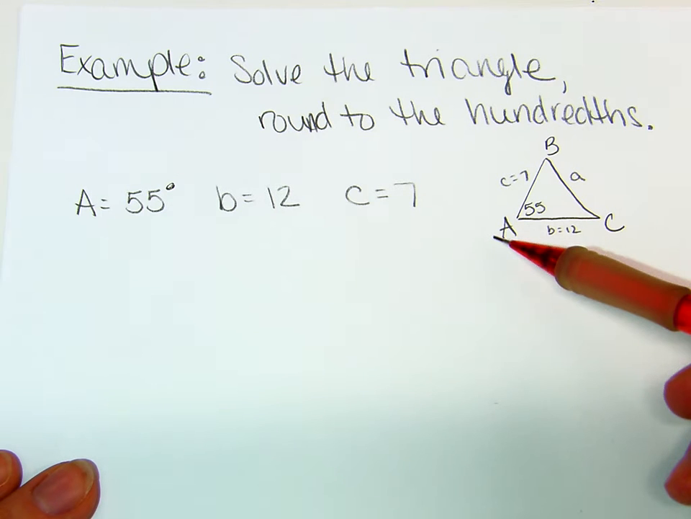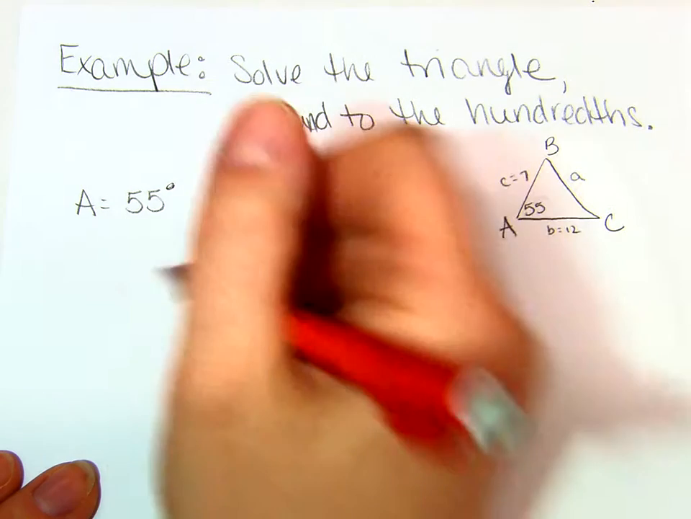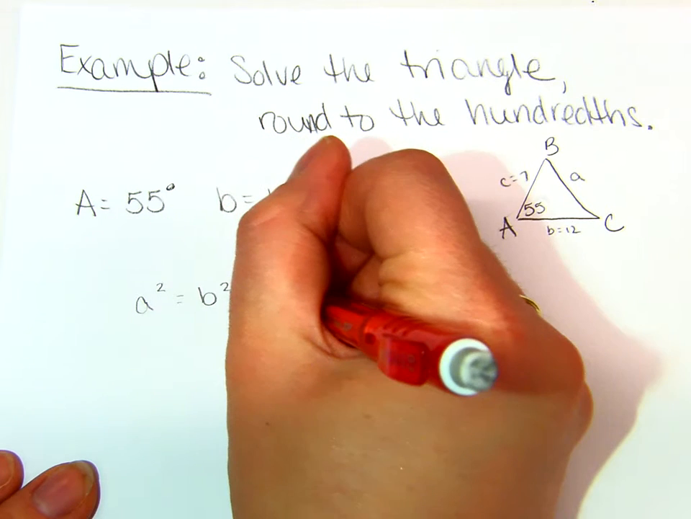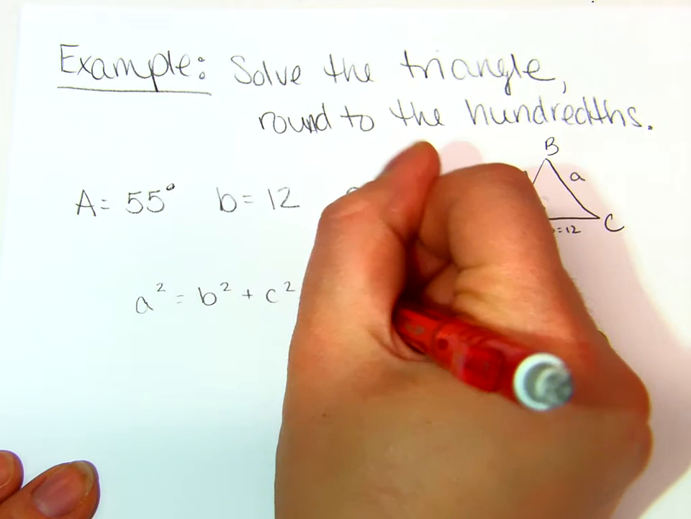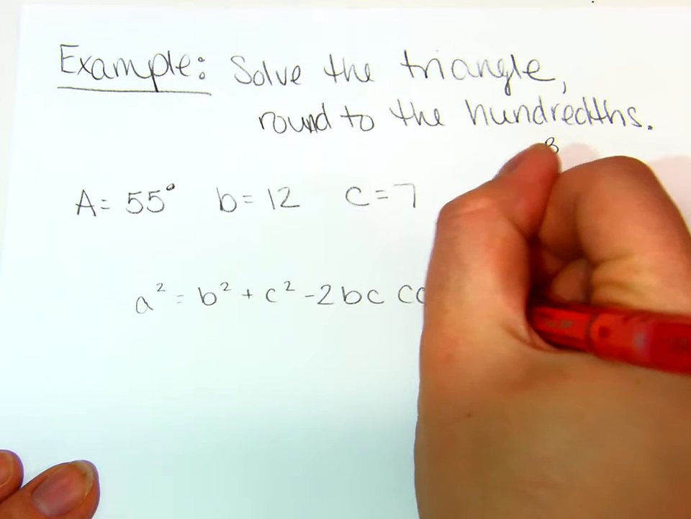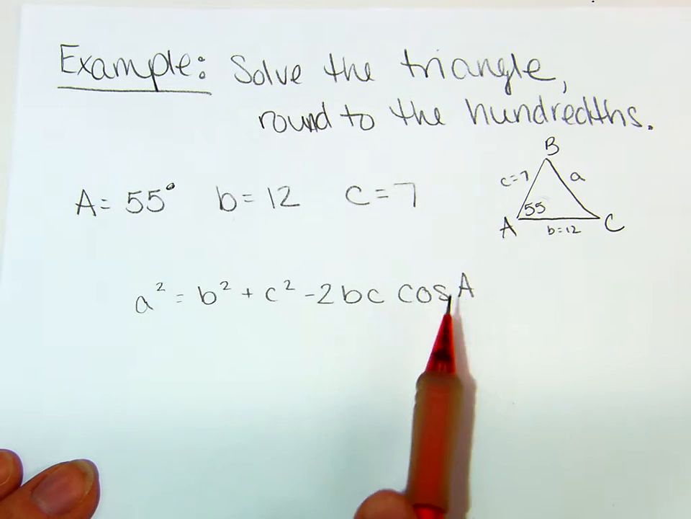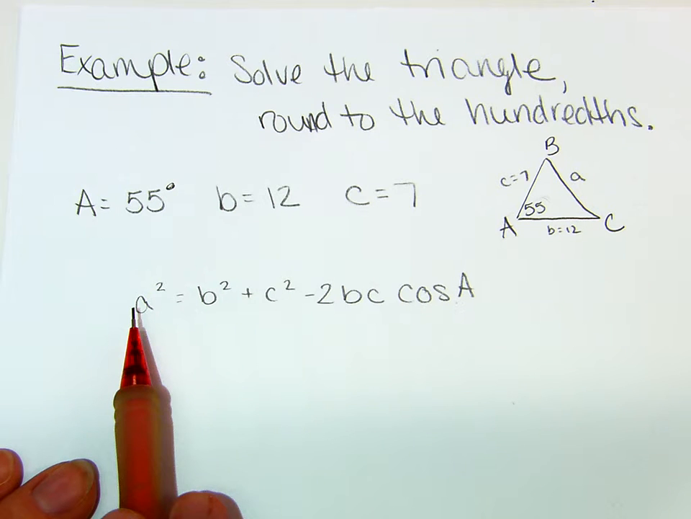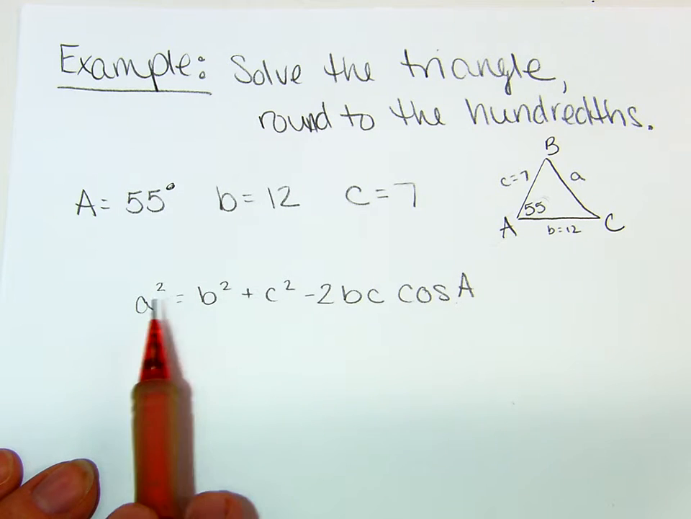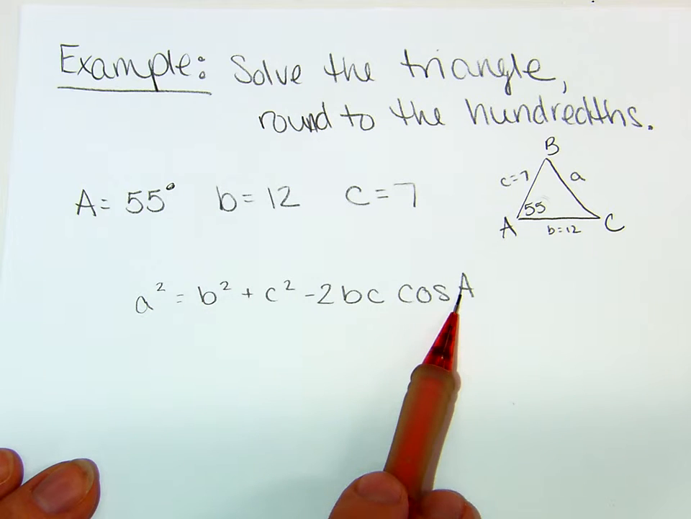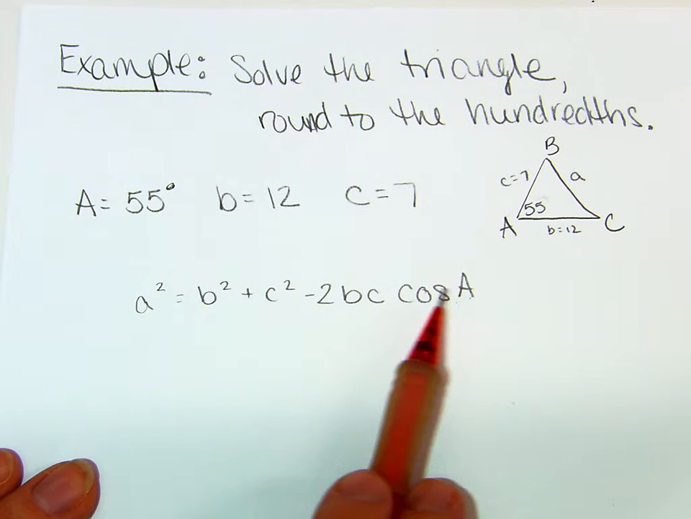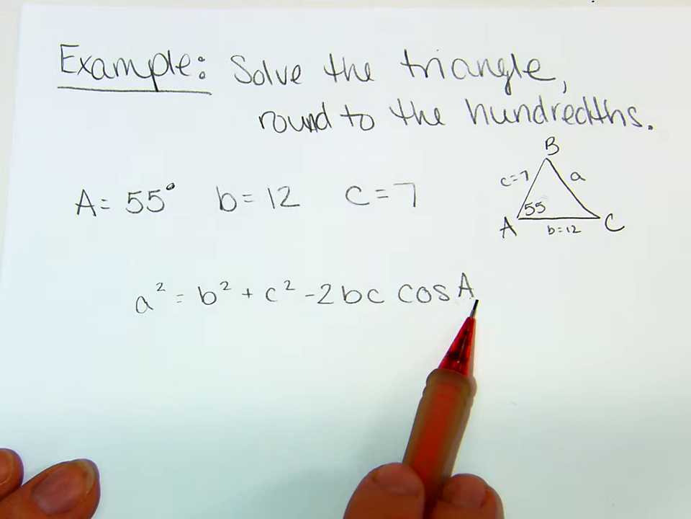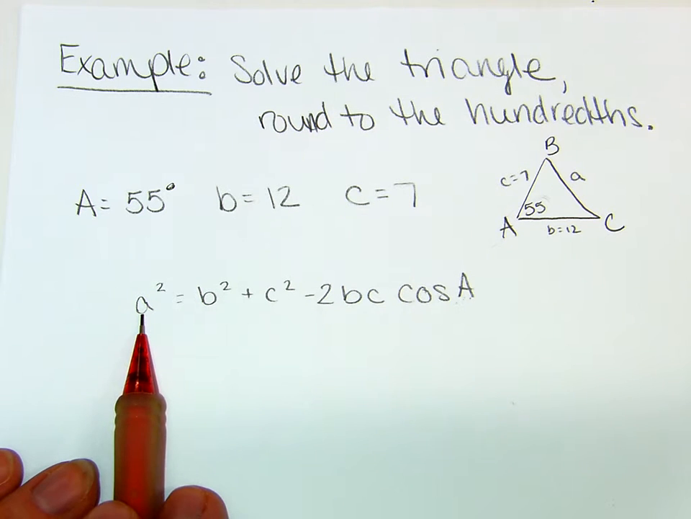So since I know angle A, I'm going to have to use the equation a squared equals b squared plus c squared minus 2bc cosine of A. You always have to use the formula that has the angle that you're given. So if you're given angle A, you have to use cosine of A, and this would have to be an A over here. If you were given angle B, you'd have to use cosine of B, and that would have to be b squared over here.